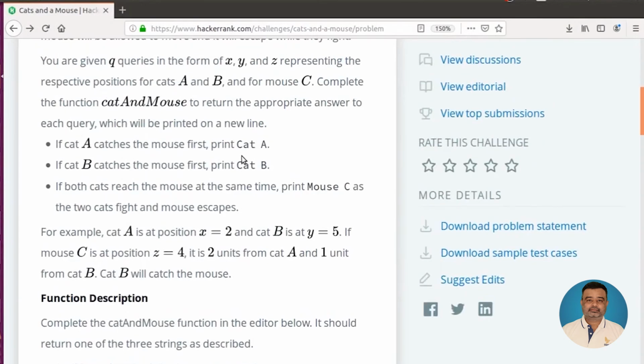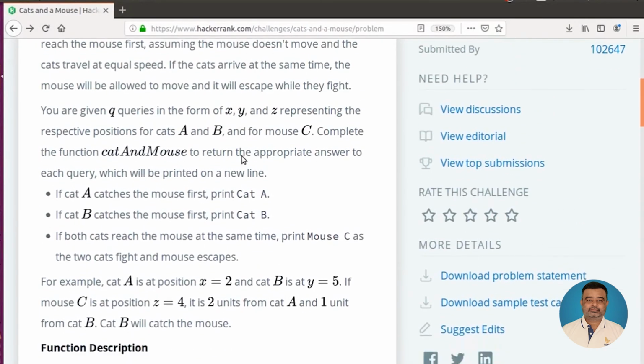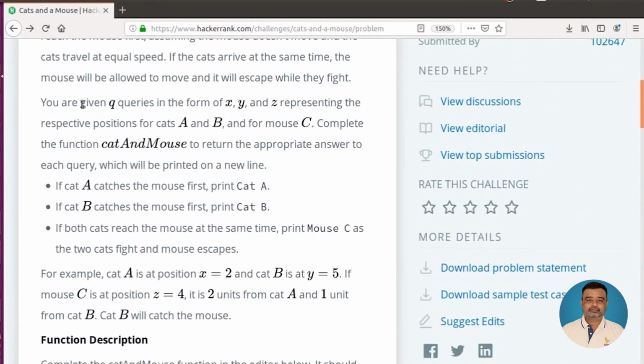Let's go back to this question. If you look into this question, it says that you're given Q queries in the form of XYZ. Instead of XYZ, I've considered cat A, cat B, and the mouse because those are much more meaningful names when compared to XYZ. But what is the game here? You are given Q queries. It's not one query. Whatever program we wrote handles one query in one execution. But here they're going to give multiple queries in a single execution, right?